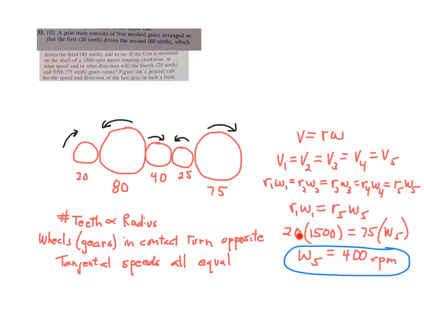But bottom line is just take 20, the radius of the first wheel, number of teeth, times the speed of the first wheel, equals the radius of the last wheel times the rotational speed of the last wheel. And there you go. It's almost 1/4, not quite 1/4. 400 RPMs for the last wheel, spinning in the same direction because it's an odd number from the original wheel.